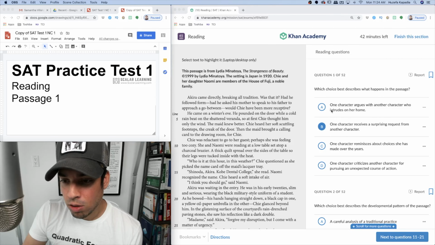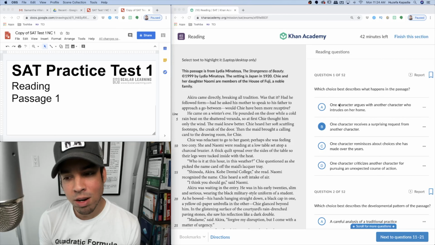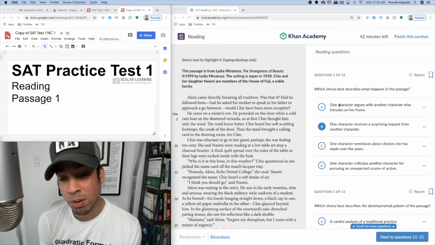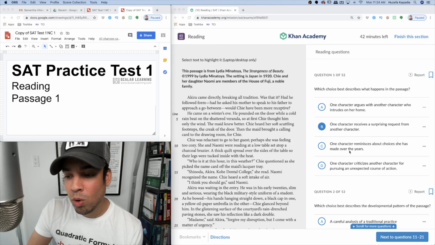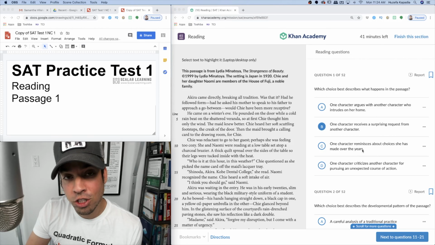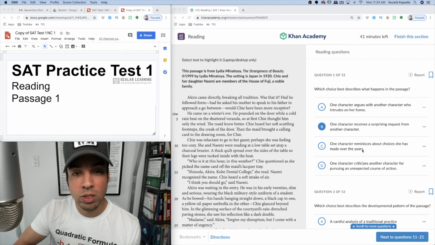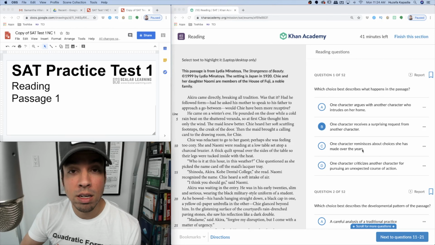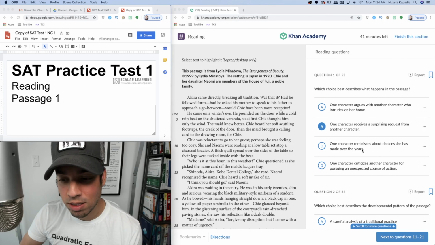So let's talk about the ones that are wrong first. One character argues with another character who intrudes on her home. They're not really arguing. He's basically just giving the proposal and she's listening. She may not buy into it, but I wouldn't characterize it as an argument. One character reminisces about choices she has made over the years. It's just not accurate. And again, we're saying reminisce. It's like to think back, a lot of times think back fondly on a memory. That's not what's happening here.